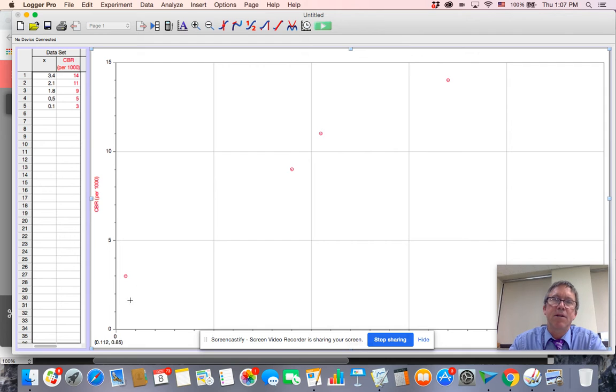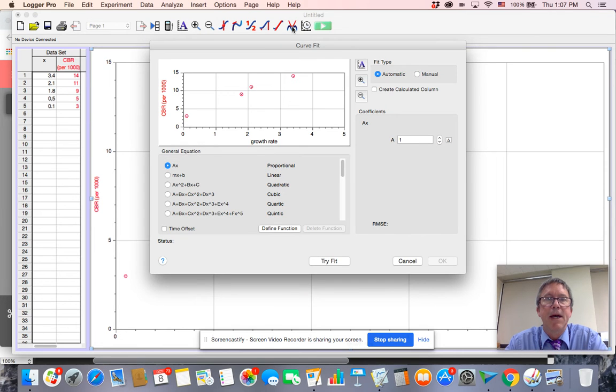Now I see my data kind of sweeps upwards this way. Again, I might think that it's linear, so let's just see what I could do. I have these options here. So I'm going to click here to do a curve fit. It gives me a number of options. One of them is proportional. That's going to force it through the origin. Not a very good fit.